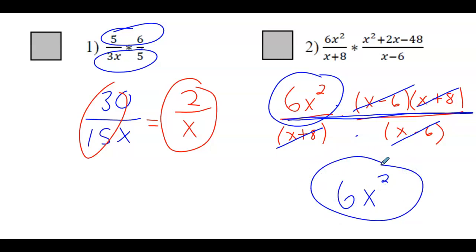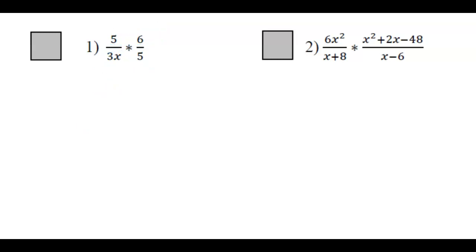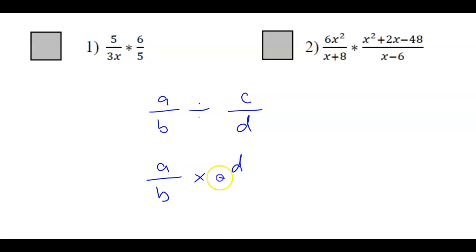Okay. Now don't forget on dividing, because some of these are dividing, you have to keep, change, flip. That was on the second video. So if you ever have a over b divided by c over d, you keep the first fraction, you change the sign to multiplying, and you flip the second fraction. And then when you multiply fractions, just like we did on number 1 and 2, you multiply straight across the top. So a times d over b times c, and then obviously simplify accordingly.